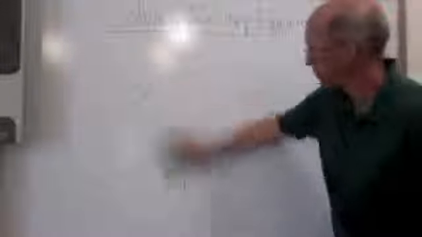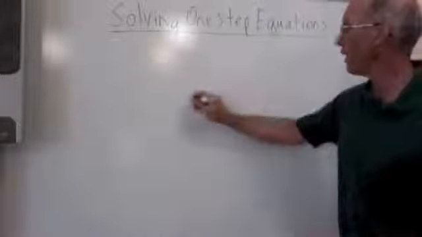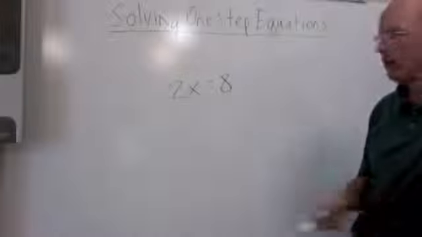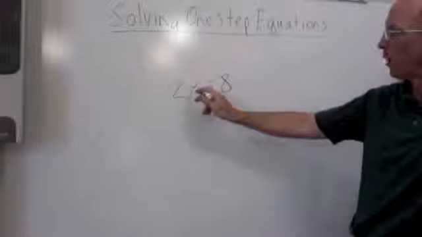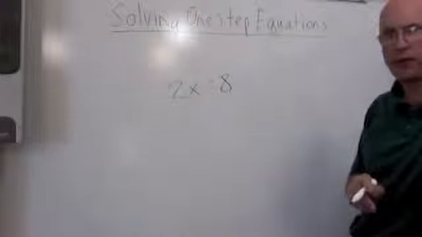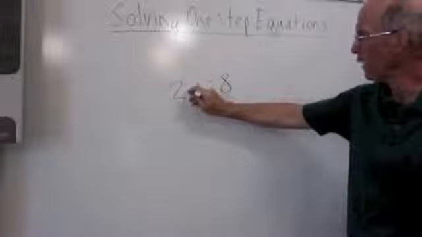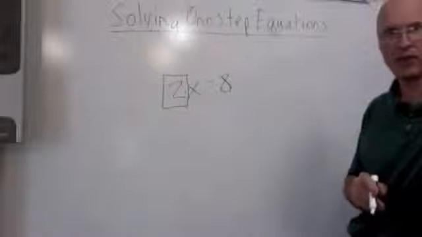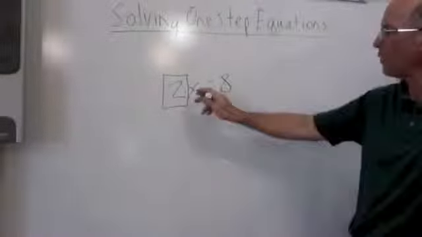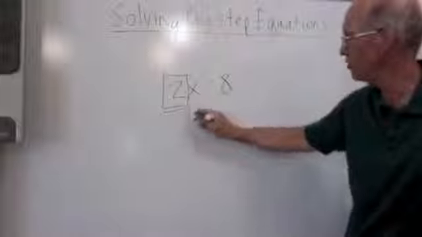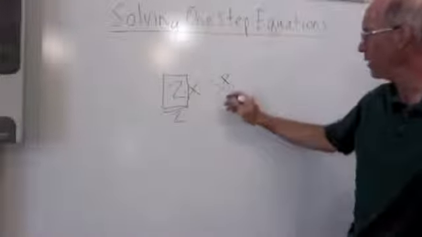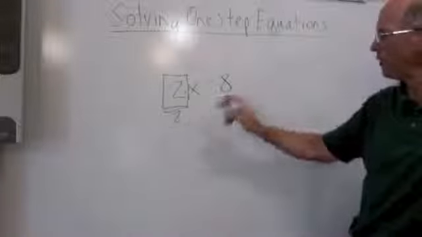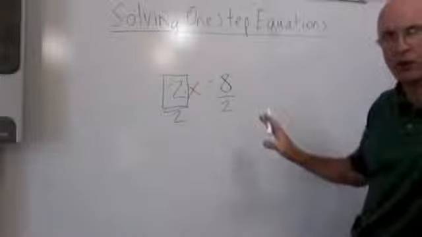Let's do another one. What if we had 2x equals 8? First we think to ourselves, what's with the x that we want to get rid of? It is a multiplication of 2. Does that make sense? So how do we undo a multiplication? We do a division. And we have to do it to the other side as well. So 2 divided by 2 and then 8 divided by 2 keeps it all in balance.